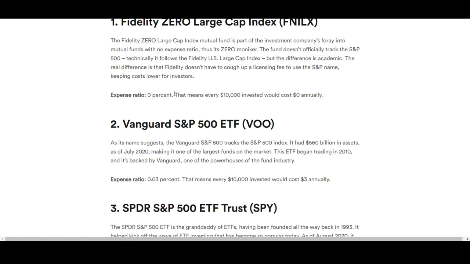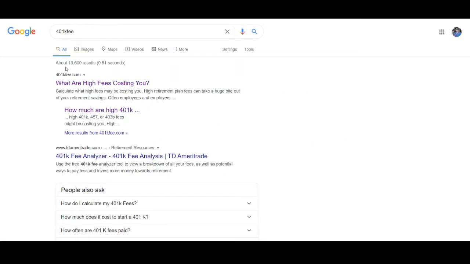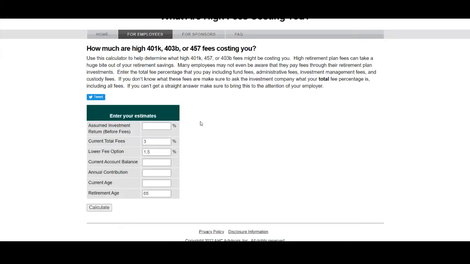I mean, you can use this tool yourself. I'm going to show you right now. You just Google 401k fee. I did this years ago. I found this and I love this tool. What are high fees costing you? So here we can punch in your exact numbers and find out how much money those fees are costing you, or if you have low fees, how much that's saving you. So let's do a couple of different examples.